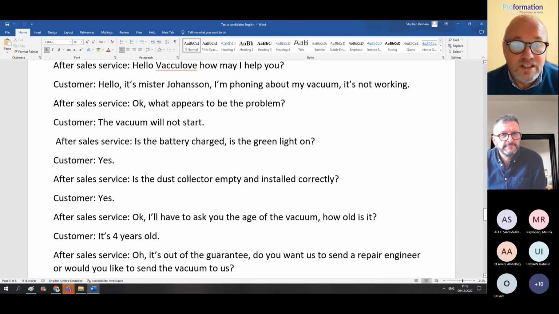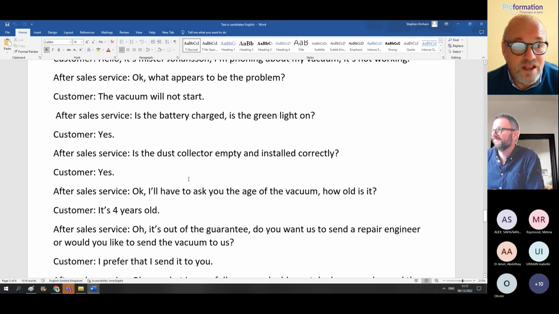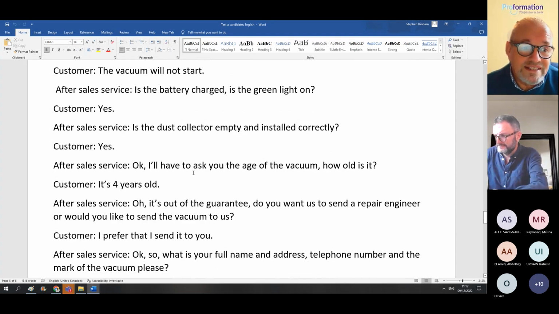After-sales service: Is the battery charged? Is the green light on? Customer: Yes. After-sales service: Is the dust collector empty and installed correctly? Customer: Yes. After-sales service: Okay, I'll have to ask you the age of the vacuum.